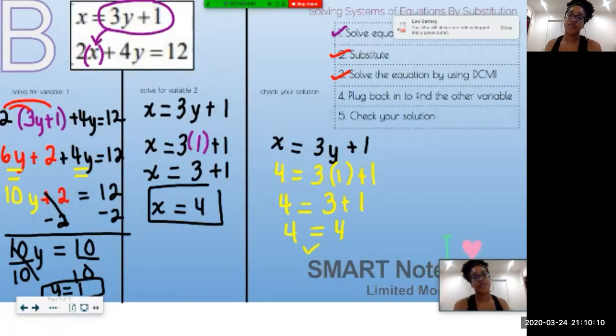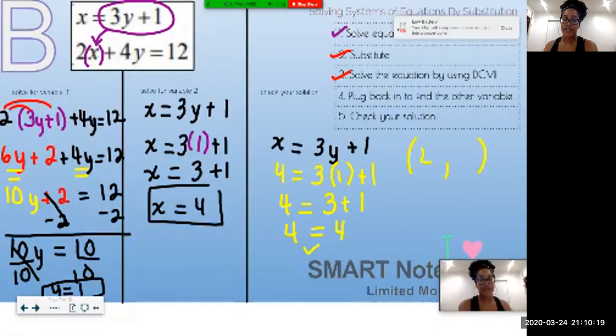So we checked our solution. That made sense. So we can write our solution as an ordered pair, x comma y. Our x is positive 4, and our y is 1. Told you guys that wouldn't be bad. All right. Whoopsie daisy.